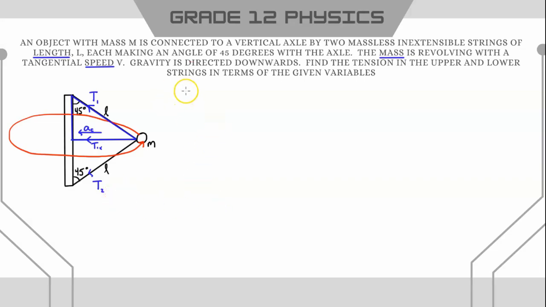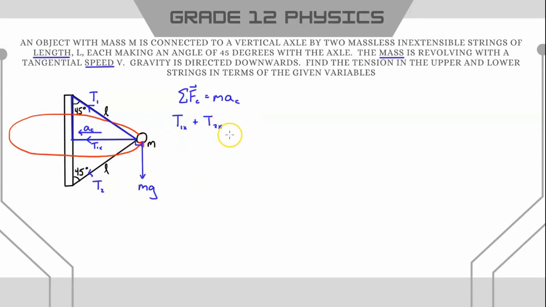So when we analyze this, all the forces that contribute to centripetal force will be equal to mass times centripetal acceleration. Now we have gravity acting on the mass. We'll call this mg, but gravity is perpendicular to centripetal acceleration, so it will not be one of those forces. The only forces are your two components. So we have T1x and T2x, both directed inwards, so both positive values.